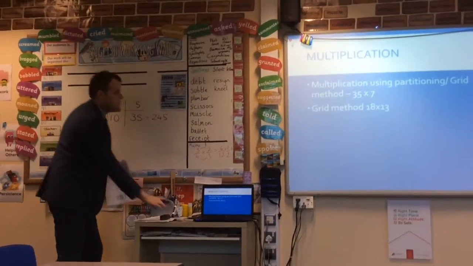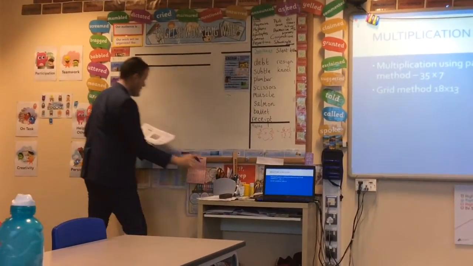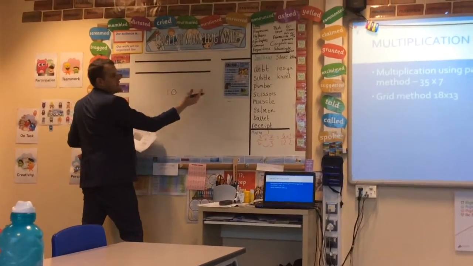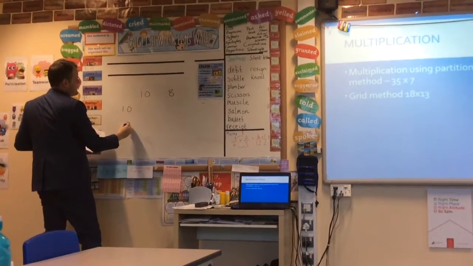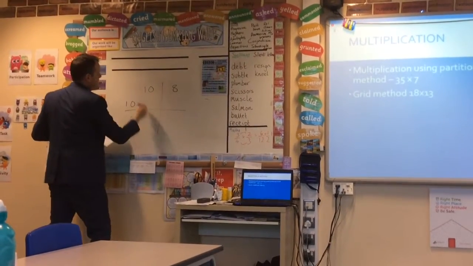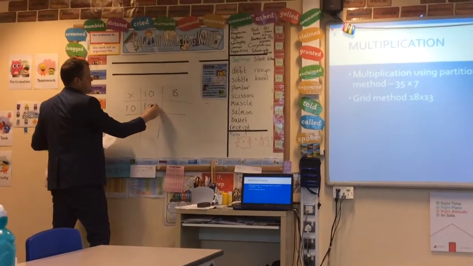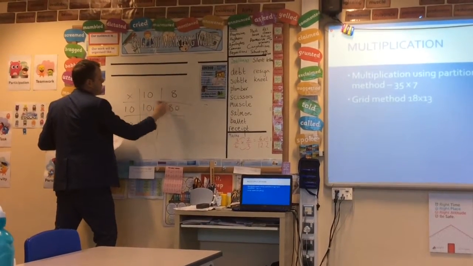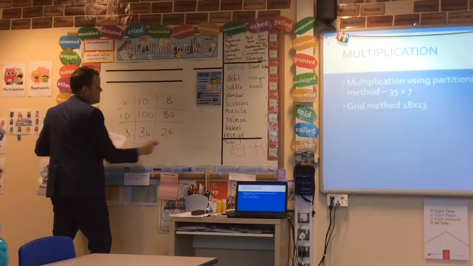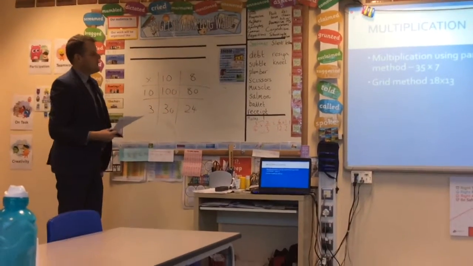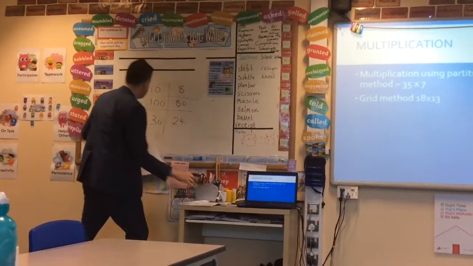This can be extended to 2 digits multiplied by 2 digits. So we could have 18 multiplied by 13. So there's my 18. Here's my 13. 10 times 10 is 100. 10 times 8 is 80. 10 times 3 is 30. 3 times 8 is 24. Then trying to add up what's in every box. So it looks like 234.